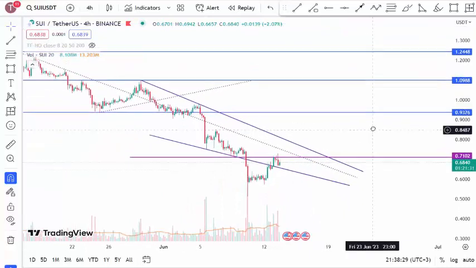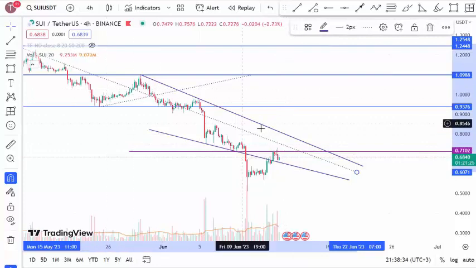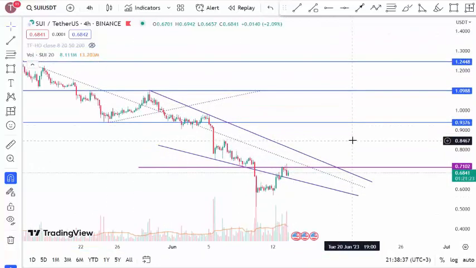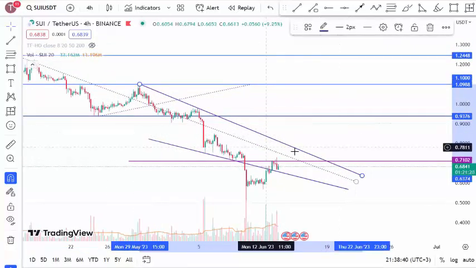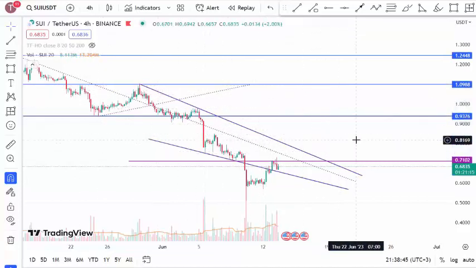However, the key point to break is the descending trend line. It is also the most important resistance level for us. After breaking this level, the price movements will likely relax, and a gradual upward movement may begin.